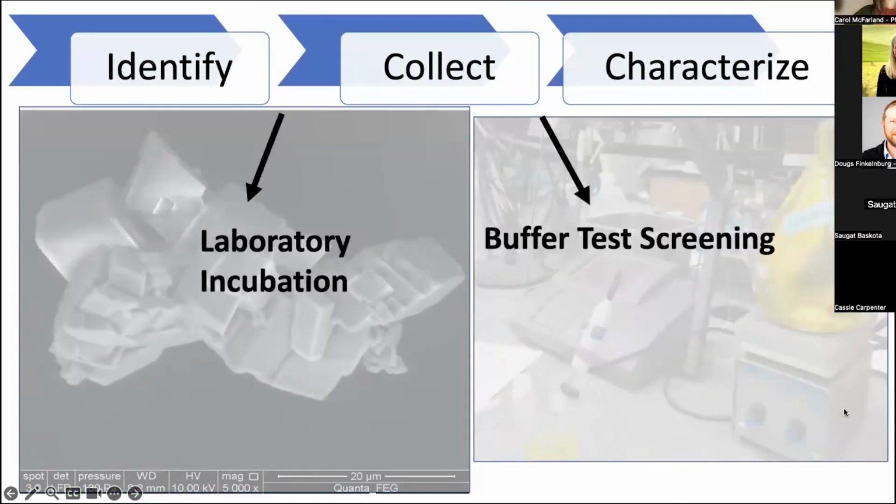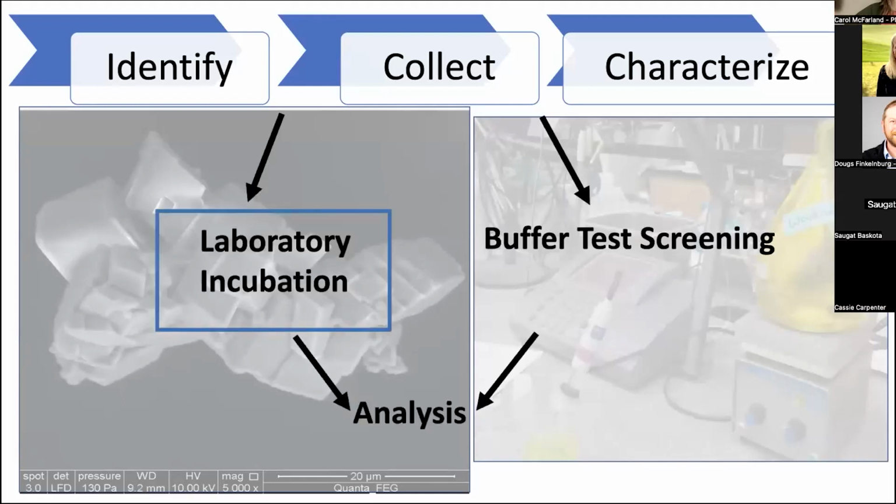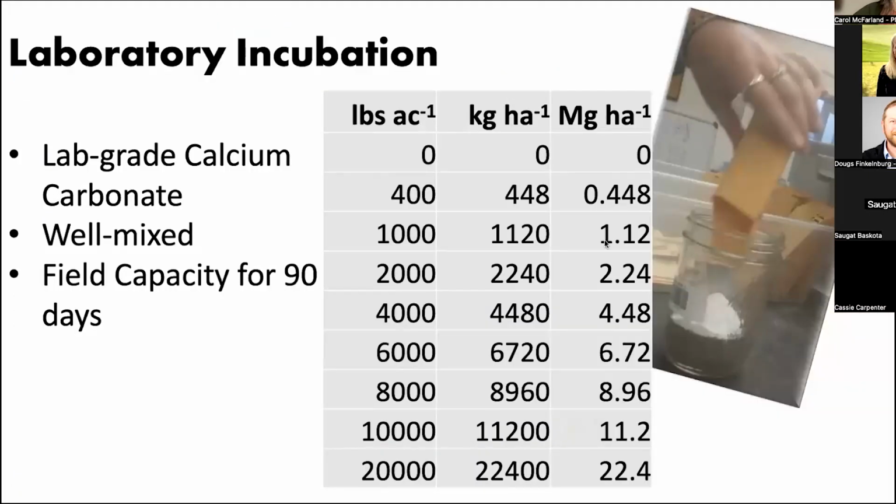So after we identified, collected, and characterized, we started into our laboratory incubation. This was an incubation in labeled mason jars. You can see here one of my colleagues' hands helping me out with this study. So we used lab grade calcium carbonate, so very fine, and we calculated out different rates.